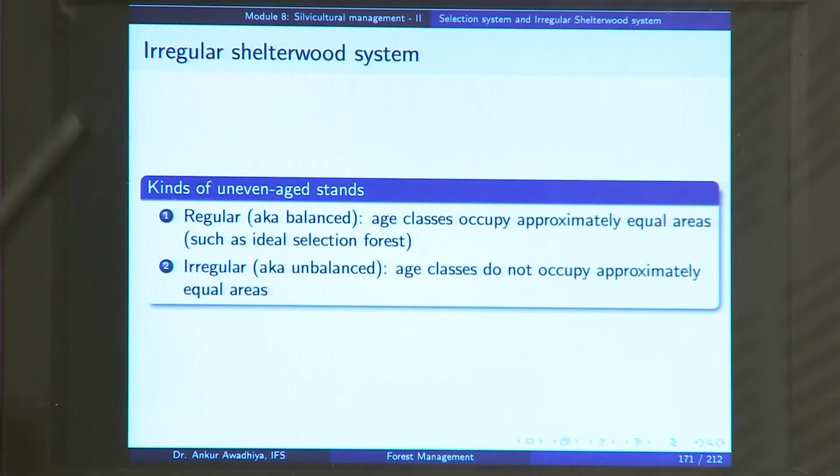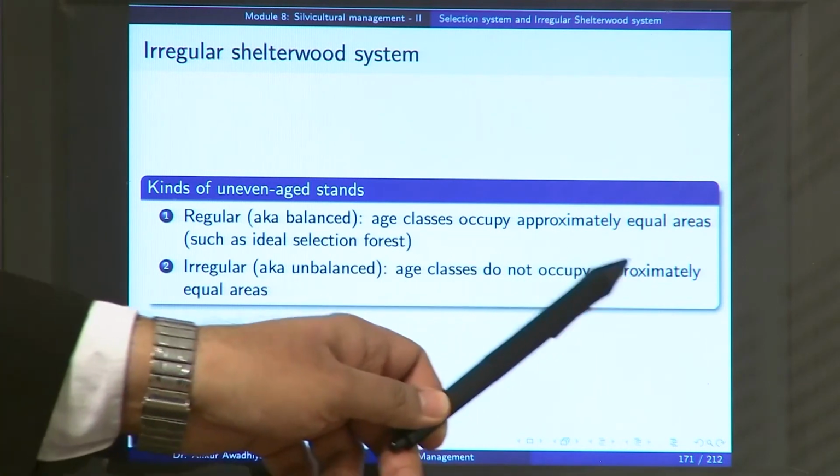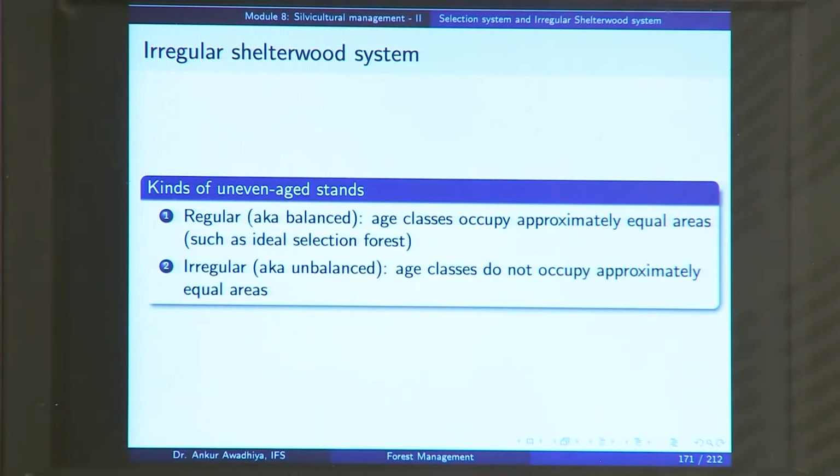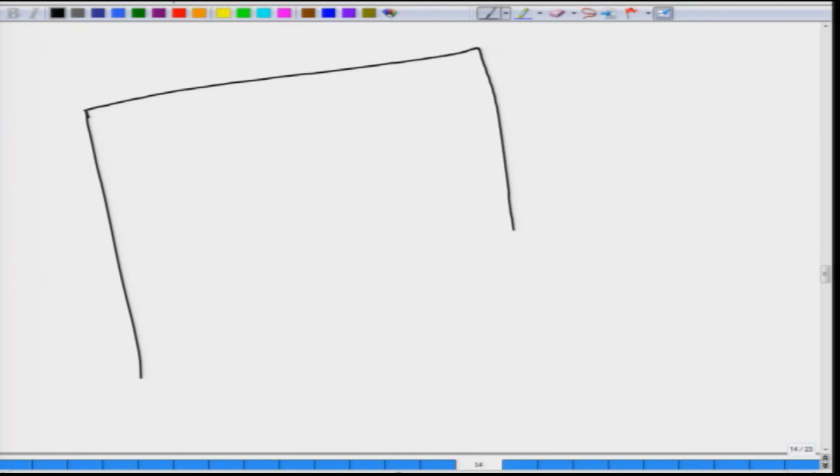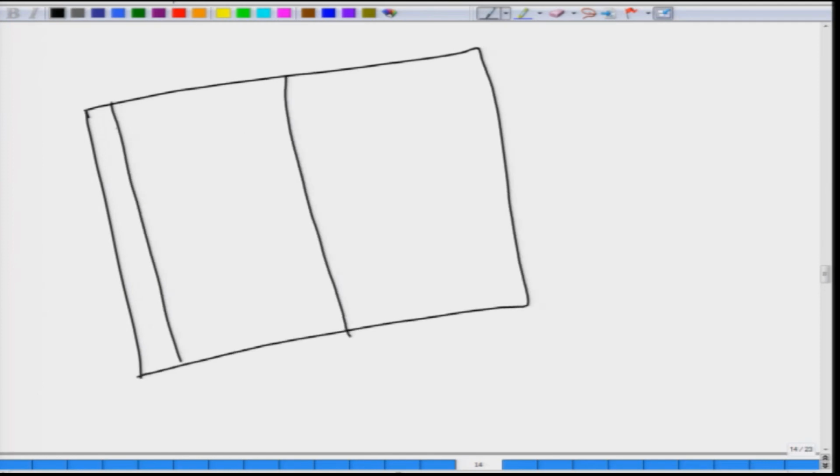In the case of an irregular forest or an unbalanced forest, the age classes do not occupy approximately equal areas. So, suppose you have your area and you divide it in such a manner that you have.